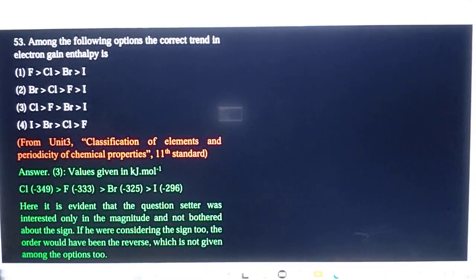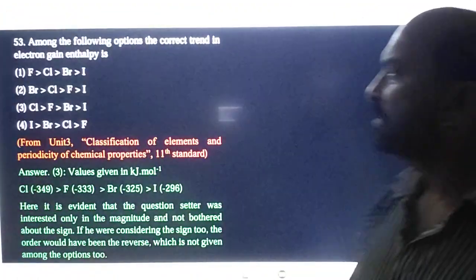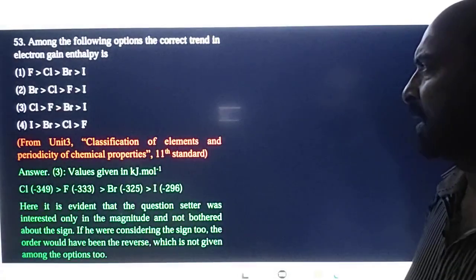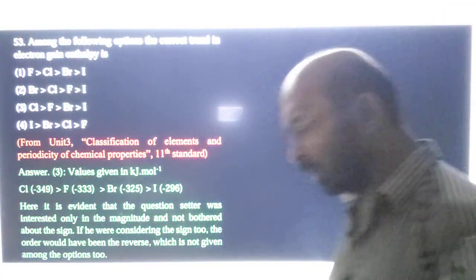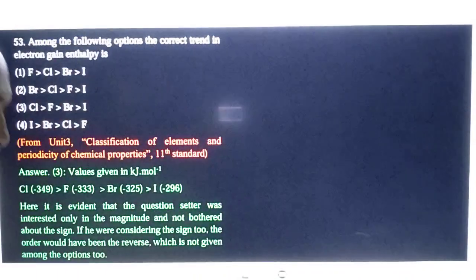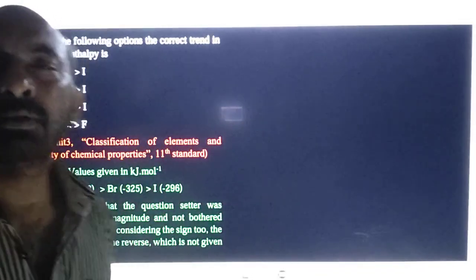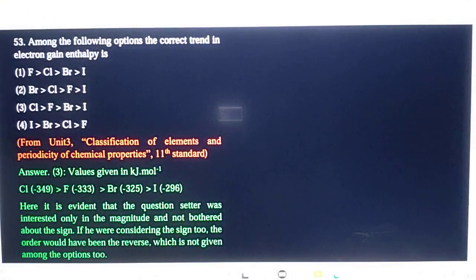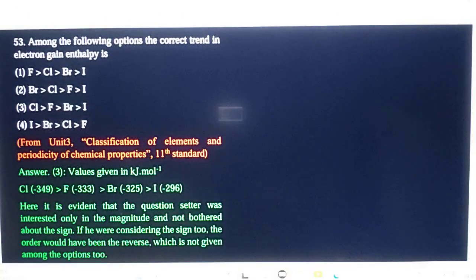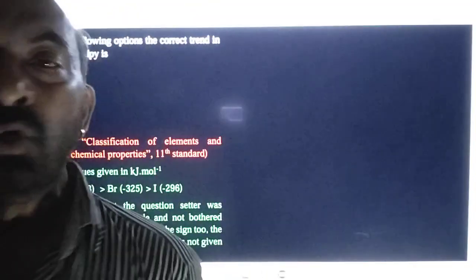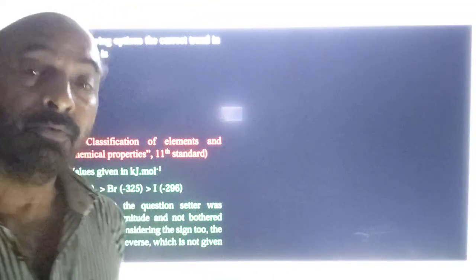The next question, number 53. See, among the following options, the correct trend in electron gain enthalpy. This question is from periodic properties, plus one, 11th standard. Now, among the following options, the correct trend in electron gain enthalpy: fluorine greater than chlorine greater than bromine greater than iodine, bromine greater than chlorine, like that. We know that electron gain enthalpy released is more for chlorine than fluorine.